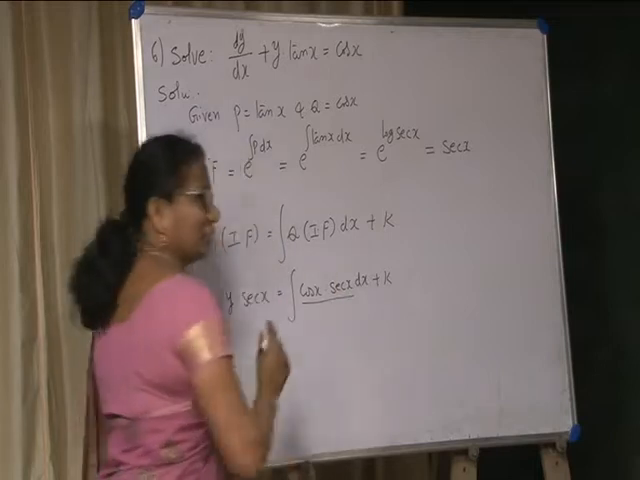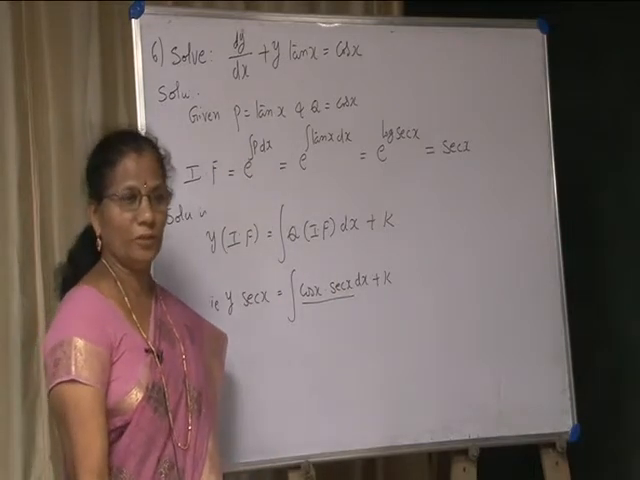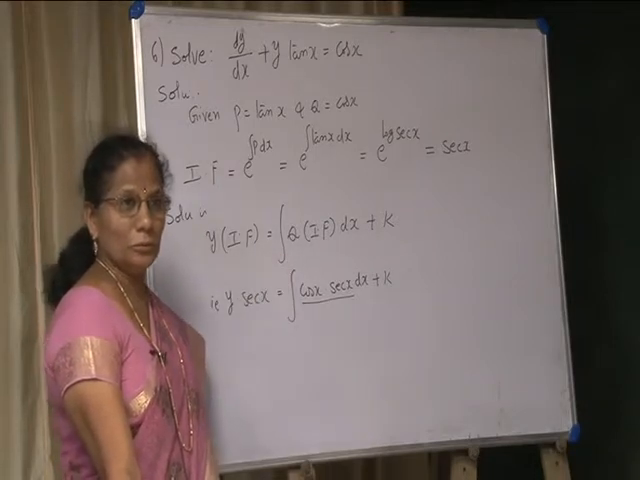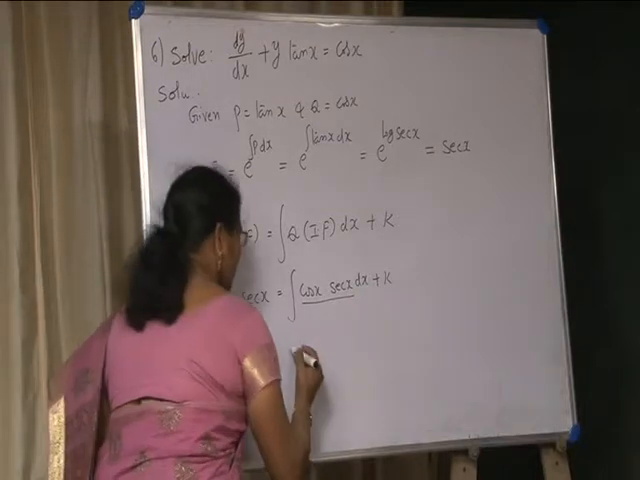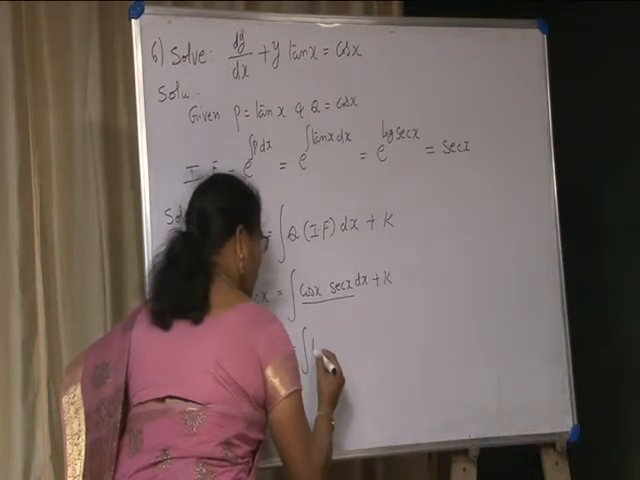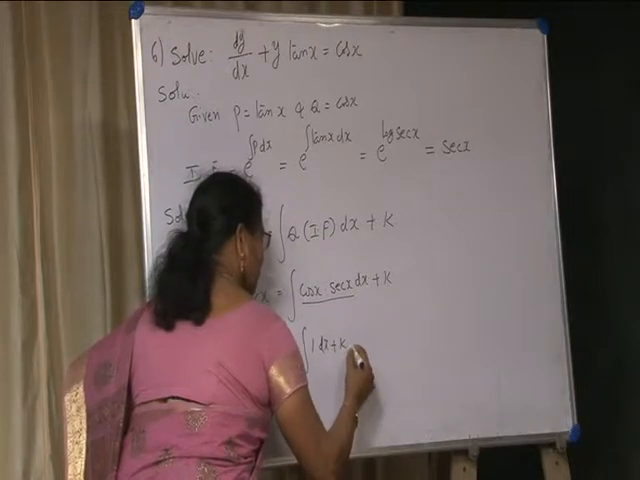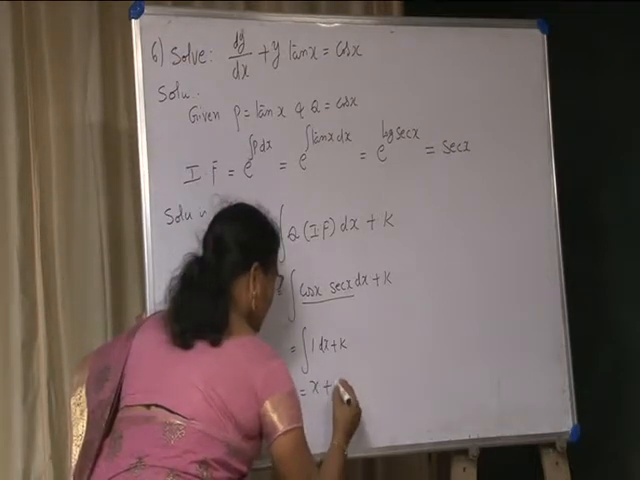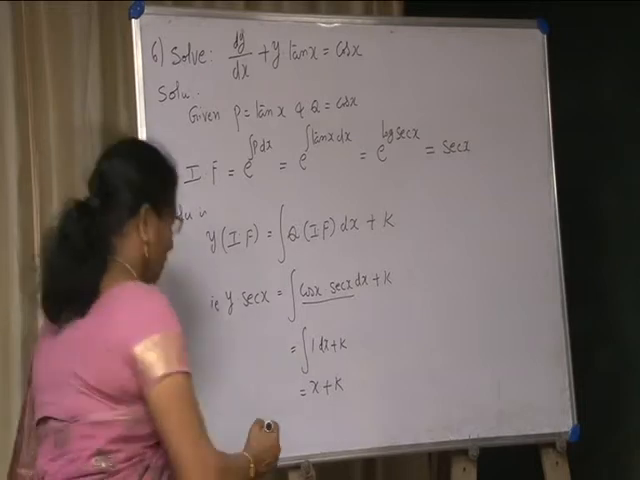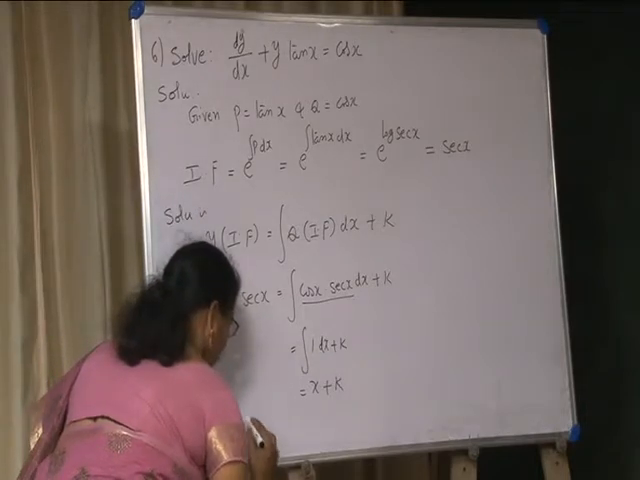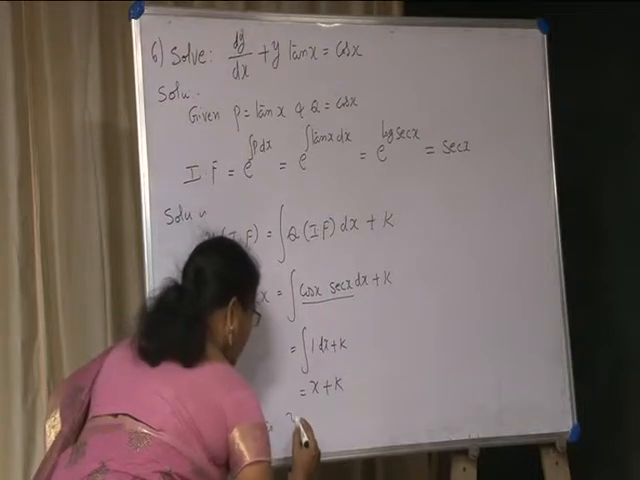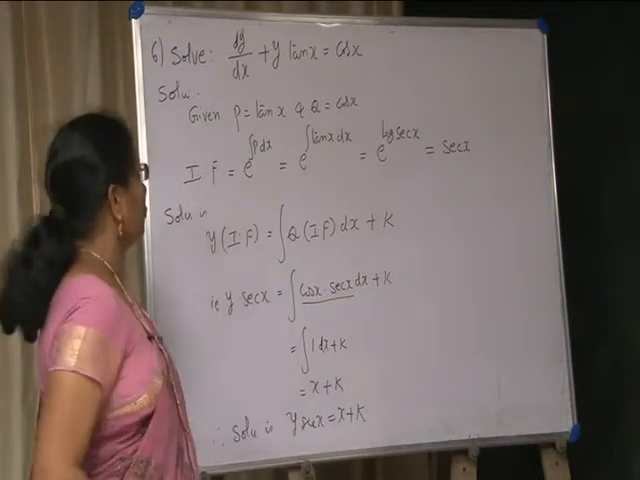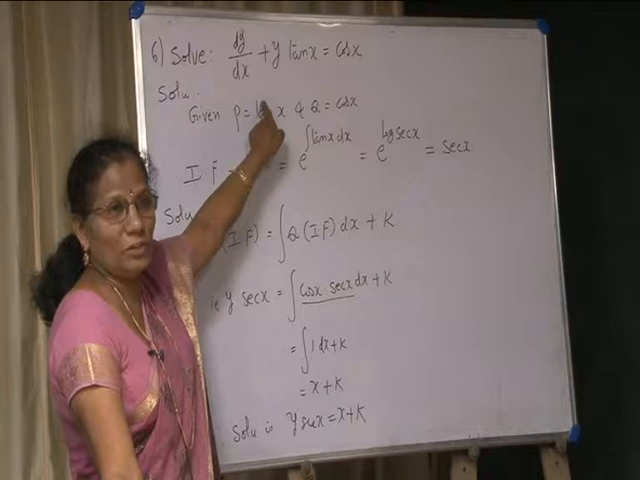Cos x into secant x, these two are reciprocals of each other. We know it very well. In the previous class, you have studied about trigonometry. Cos x and secant x are reciprocals of each other. Therefore, that is equal to integration of 1 with respect to x, which is x plus k, where k is the integral constant. Therefore, the solution is y into secant x is equal to x plus k. This is the solution of the given linear equation.